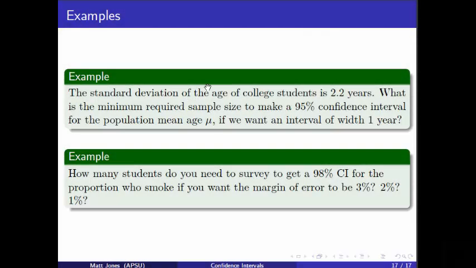So let's do some examples. The standard deviation of the age of college students is known somehow to be 2.2 years. This is based on our experience. We've been dealing with this data for a long time, and this is a good guess, okay?